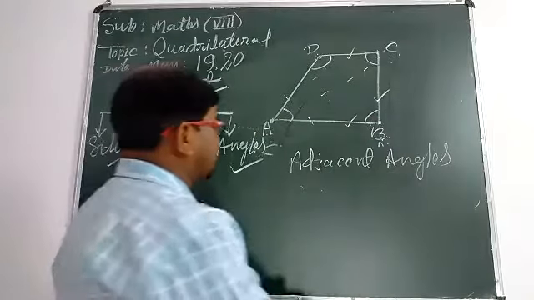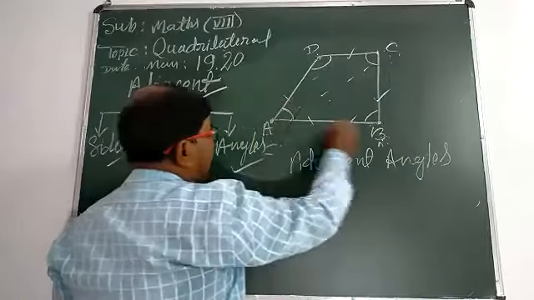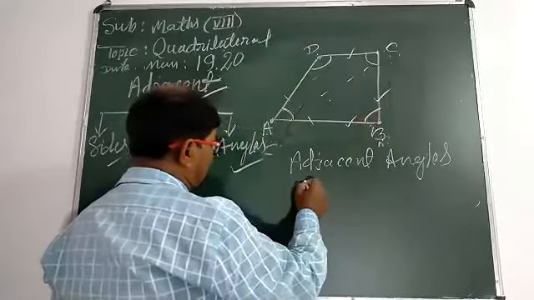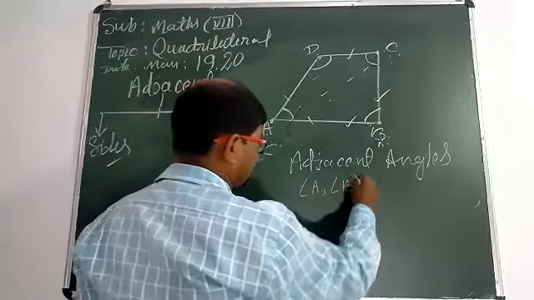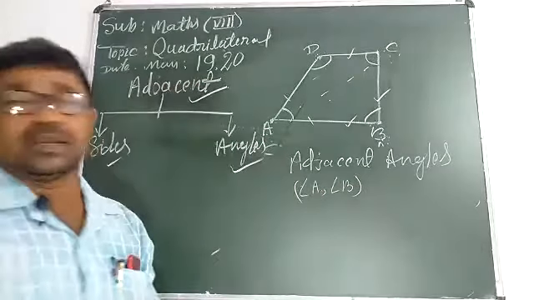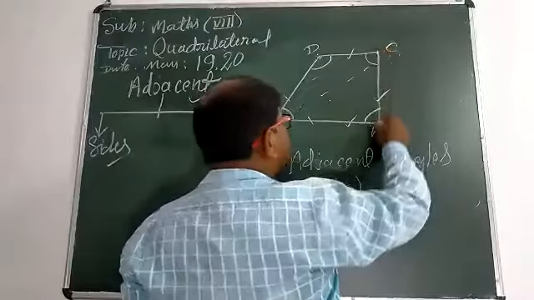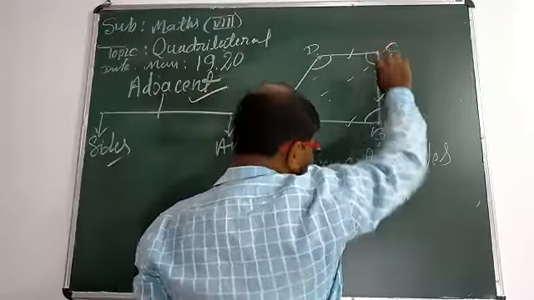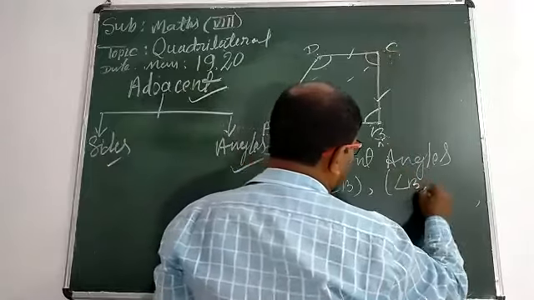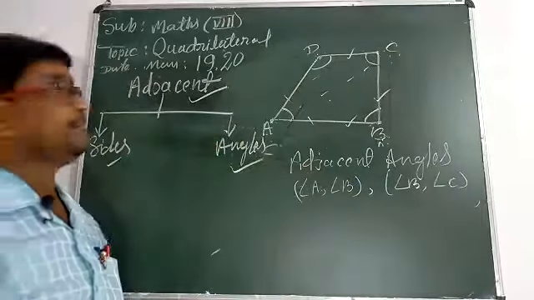Two angles on the same side here. Side is AB. Two angles are angle A and angle B. So they are called a pair of adjacent angles. Angle A, angle B. Understood? Now you should think about the second side BC. BC, two angles also. One is B, another is C. Angle B, angle C. They are called adjacent angles.